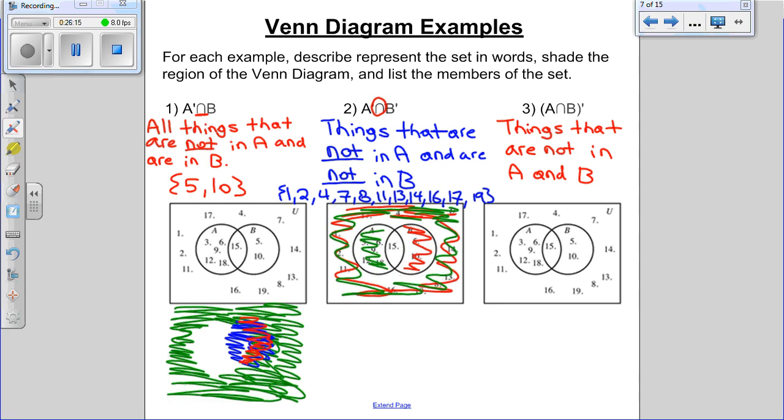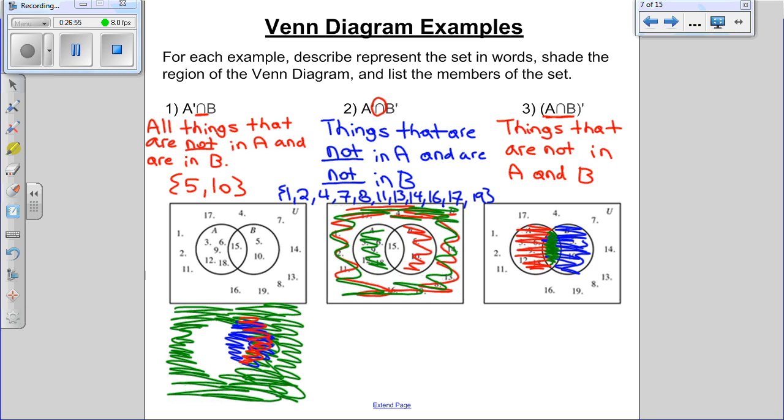A is this entire thing in red. B is this entire thing in blue. So where would A and B be? A and B would be this middle portion where they overlap each other, the number 15. You want to be not in A and B. So that means that thing you shaded in is the only thing that you don't want to be. So you want to be everything else around the outside.